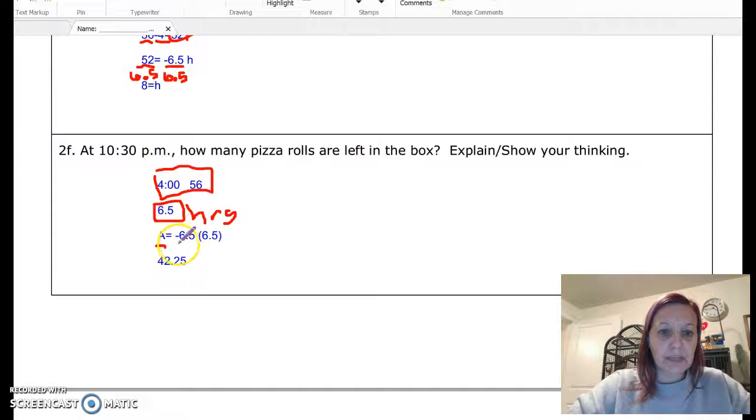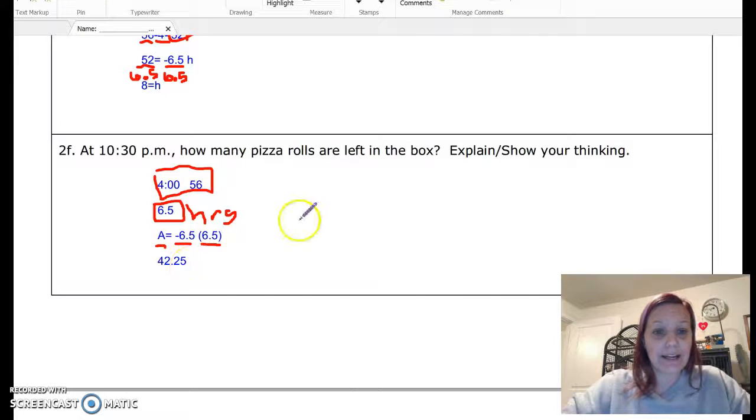Okay, so we take our amount left. Okay, we multiply it times the number of rolls we know are eaten per hour, and we end up with 42.25 pizza rolls have been eaten. So then we have to kind of think back and do the opposite. So we have to subtract that 56 whole rolls, oh goodness, by the amount we now know have been eaten.